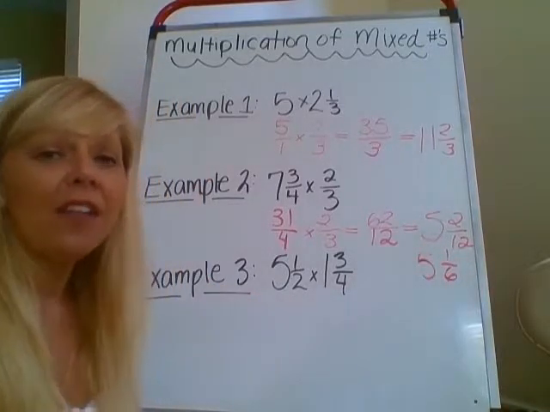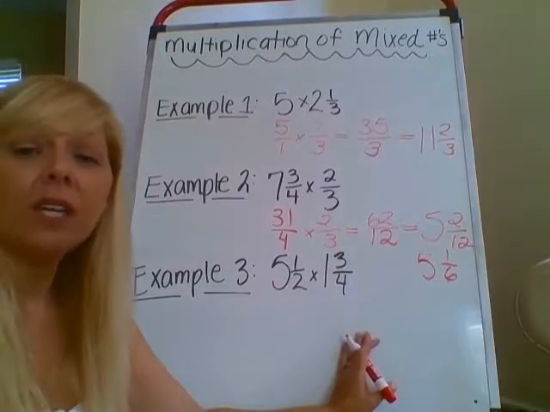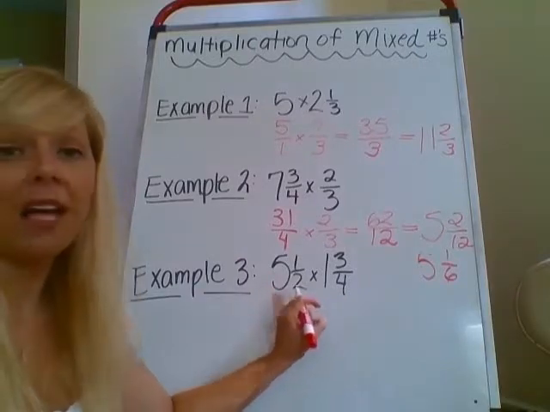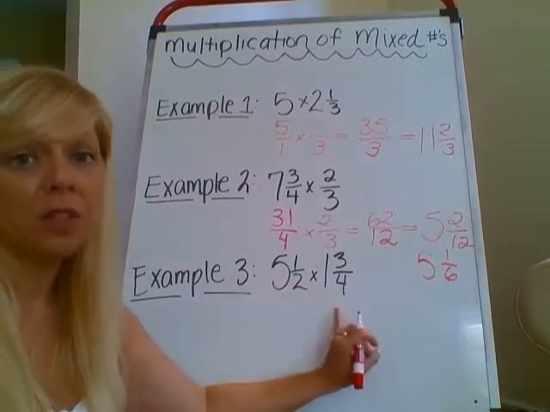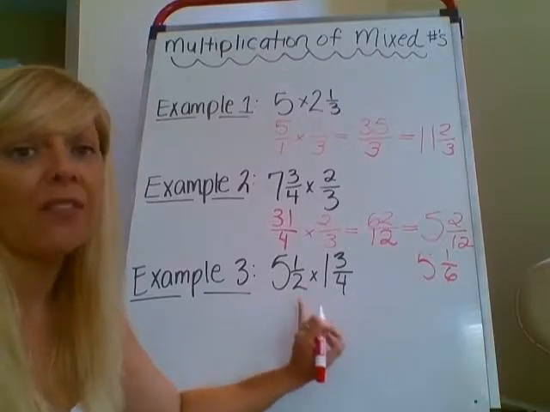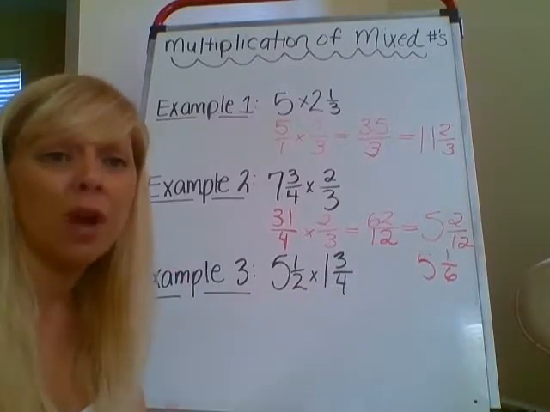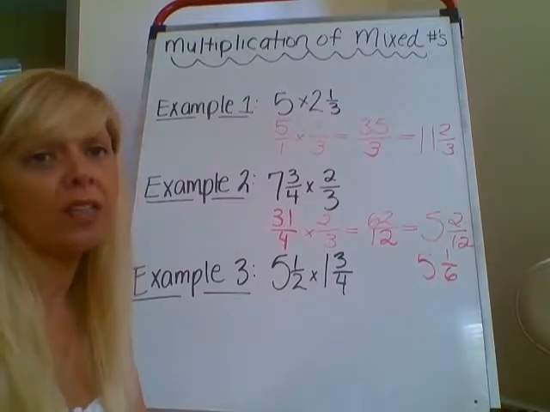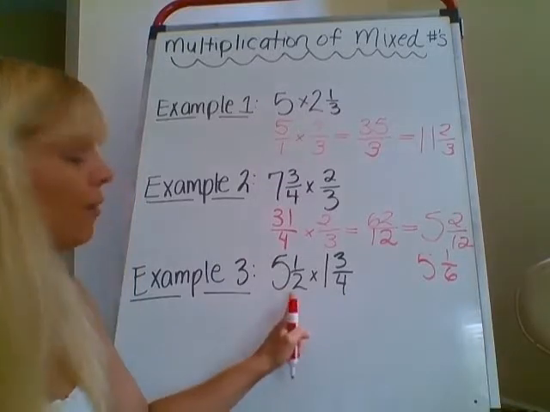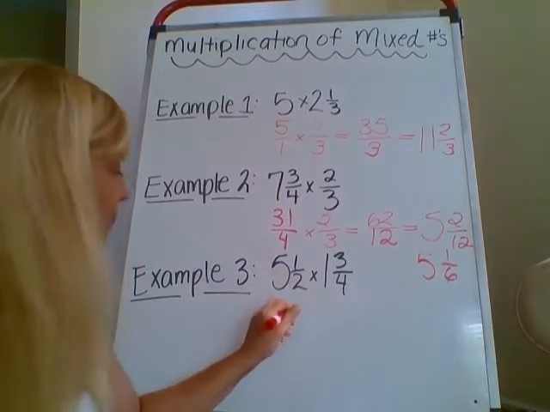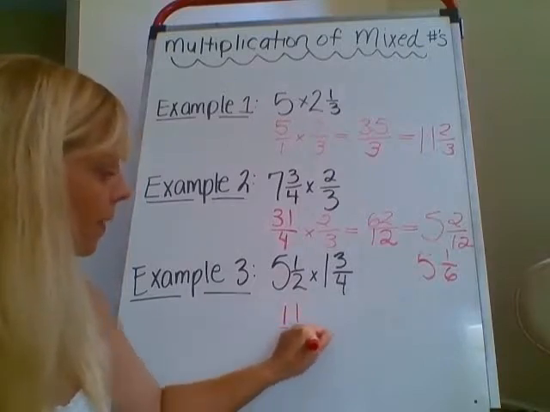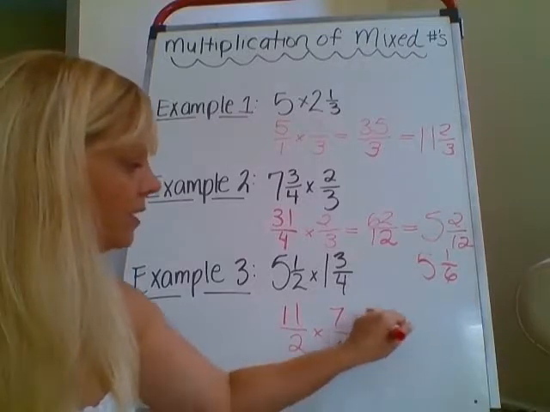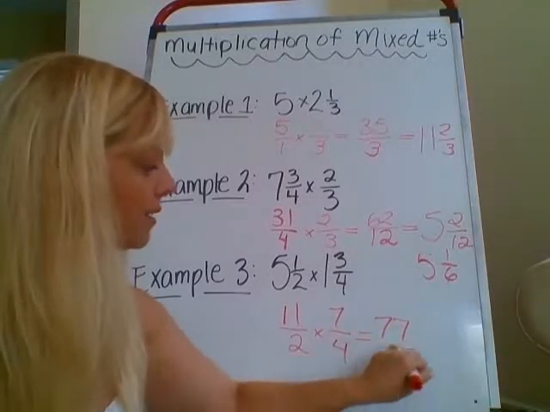Okay? All right, and the last one, we have a mixed times a mixed. So again, changing these to improper is way faster than taking the 5 times the 1, and then the 5 times the 3/4, and then the half times the 1, and then the half times the 3/4, and then adding all of those products together. So really changing that into an improper fraction is your quickest and easiest way to do that. So again, 2 times 5 plus 1 is 11, and 4 times 1 plus 3 is 7. So I get 77 over 8.